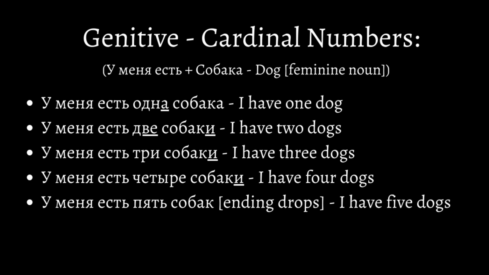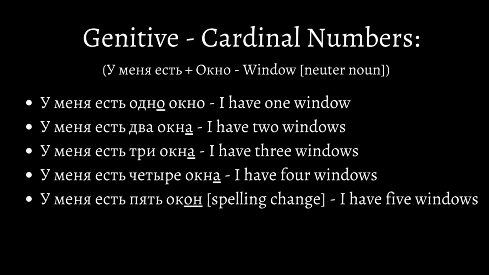Now, let's do the same thing, but with a neuter noun. У меня есть одно окно. У меня есть 2 окна. У меня есть 3 окна. У меня есть 4 окна. And у меня есть 5 окон. The corresponding numbers perfectly match the neuter noun окно in the genitive.